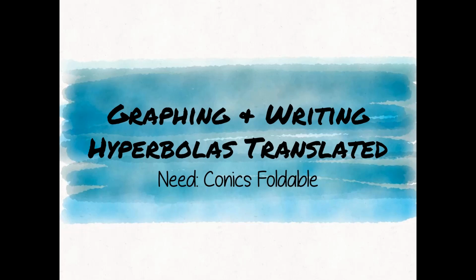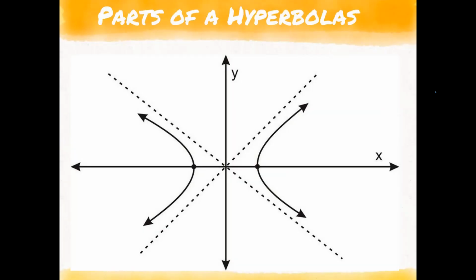So today we're going to be talking about graphing and writing hyperbolas that have been translated. You're going to want your conics foldable, a pen or a pencil, and then maybe a calculator just to do some simple math. Last time we met, we talked about parts of a hyperbola. They are still going to be present in this graph.